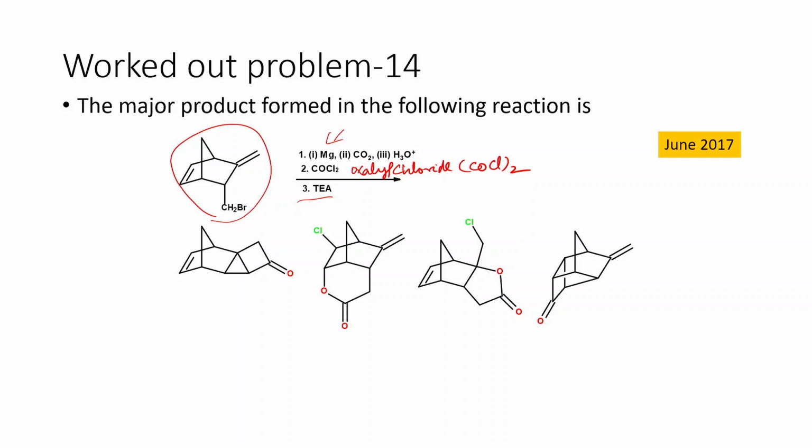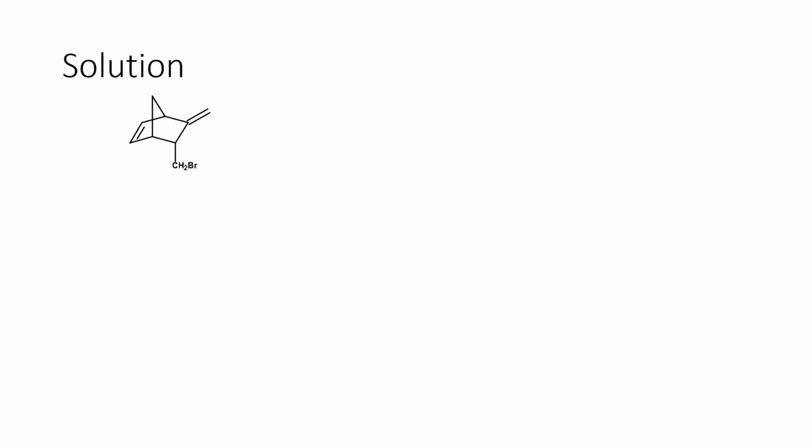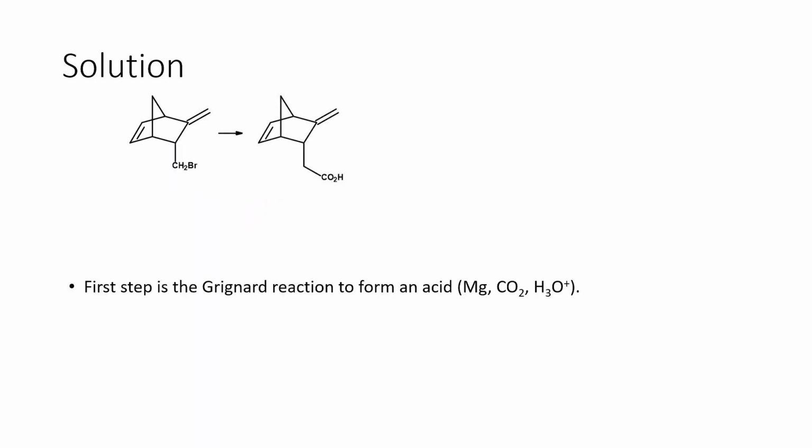So this question was asked in June 2017. We have 4 combinations that are given, and let us look at what are the products that will be formed, because here it's very difficult to identify what type of reaction or what intermediates will be formed. So we'll have to work out the reaction to find out. So the first step is we have a bromo derivative. The bromo derivative is undergoing a Grignard reaction with magnesium, and carbon dioxide is used for the conversion of the halo derivative to a carboxylic acid.